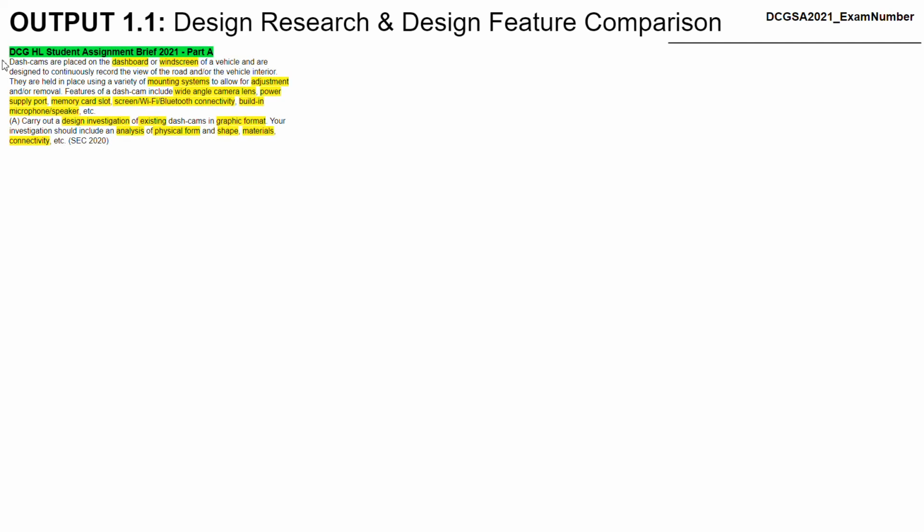So if you can see here, I have my design brief, and I've highlighted the key terms in the design brief. For example, keywords like dashboard, windscreen, mounting systems, adjustment, wide angle camera lens, power supply port, memory card slot, etc. And in the part A requirement here, the design investigation, existing dash cams, graphic format, analysis, physical form, shape, materials, connectivity, etc. You can see there I've referenced the SEC because that's where I took that from.